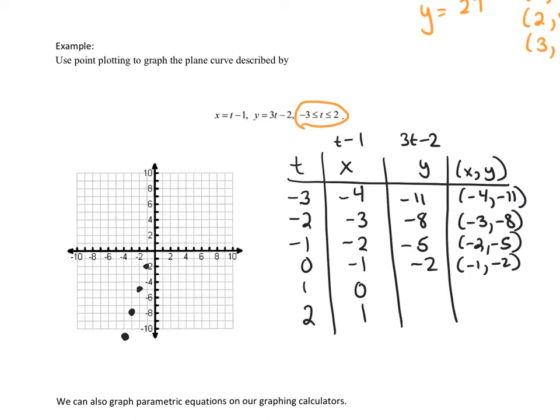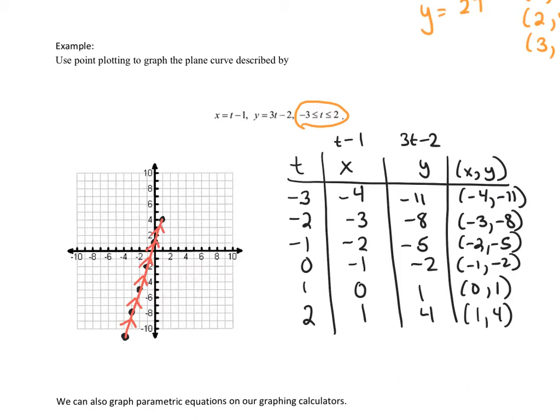For parameter of 1, 3 times 1 is 3. 3 minus 2 is 1. So 0, 1. And finally, for a parameter of 2, we get 6 minus 2, which is 4. So we have the point 1, 4. Now, it's very important that we remember the order we did these points, because when we connect the dots, like this, that's fine. But what's important is that it actually will show motion from the first point to the last point, which we denote with these arrows.